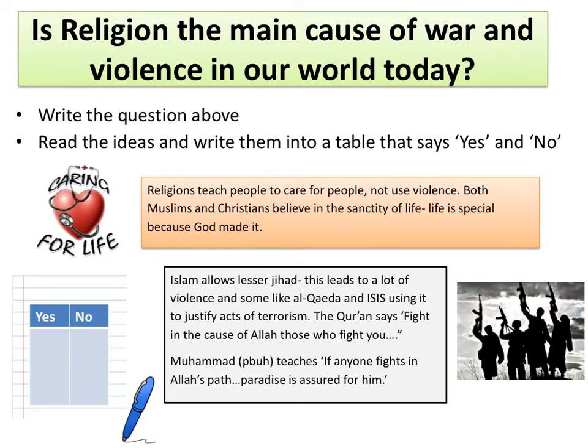Islam allows lesser jihad. This leads to a lot of violence, and some people, like Al-Qaeda and ISIS, use it to justify acts of terrorism. The Quran says, "Fight in the cause of Allah, those who fight you." Muhammad teaches, if anyone fights in Allah's path, paradise is assured for him.